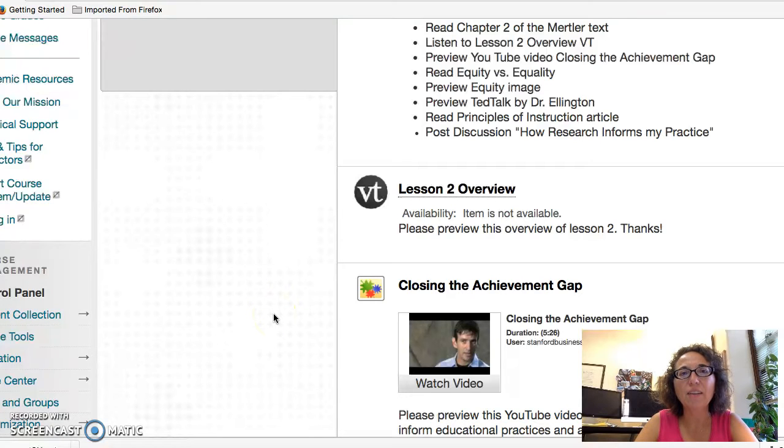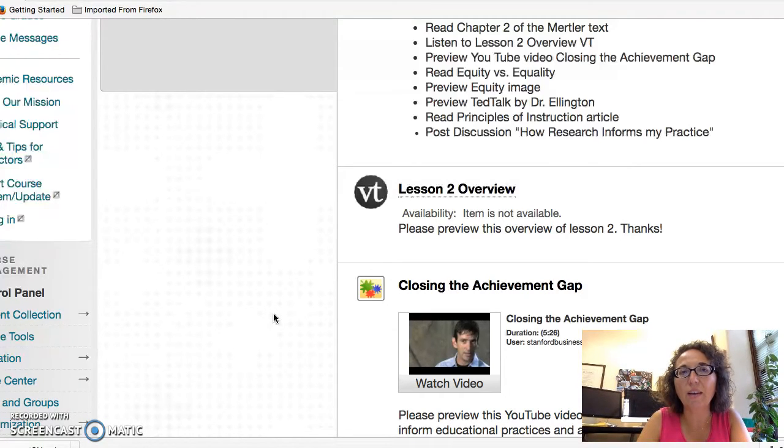And just wanted to talk a little bit about the shift from the Darling-Hammond text to the Mertler text, which is the Intro to Educational Research book you were asked to purchase for this course. The book will be used minimally in this course, but in an important way. But it's important to remember you'll be using this book in your upcoming research courses.